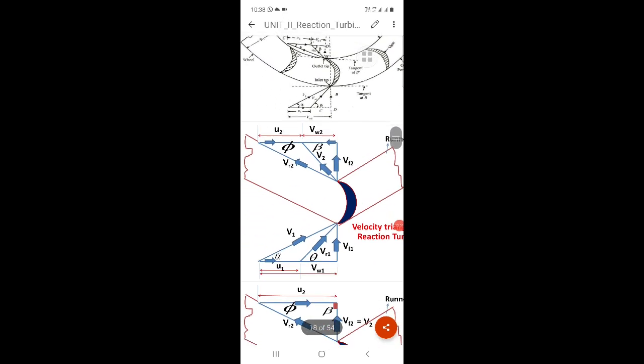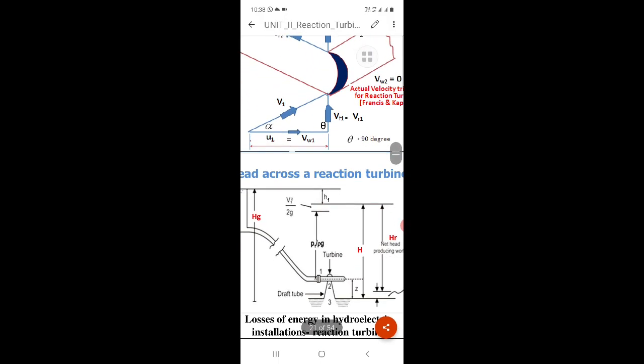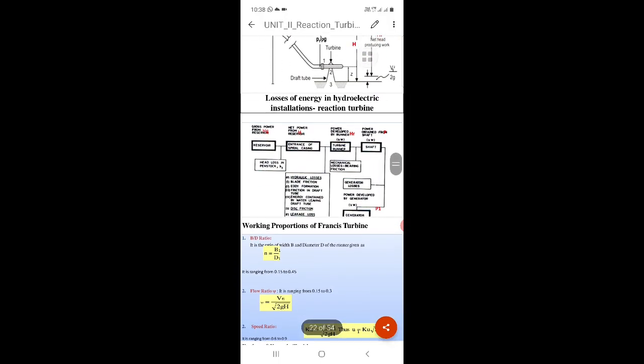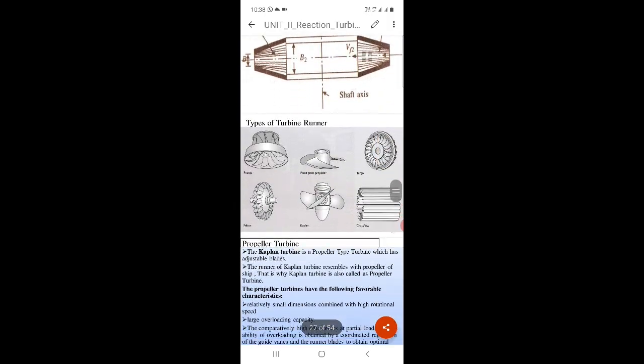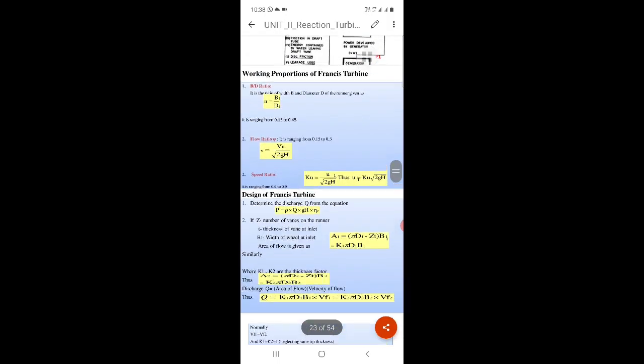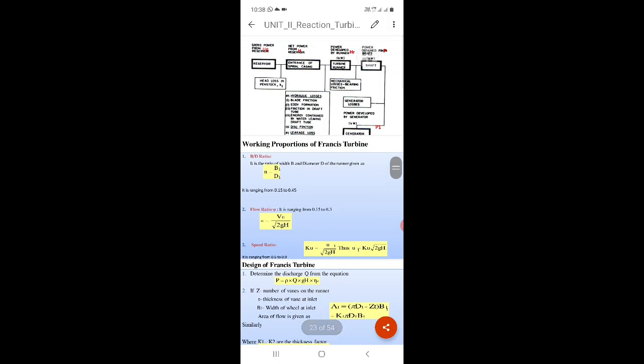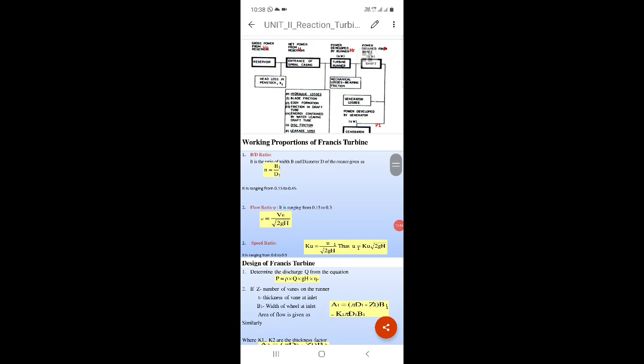Today we will see the Francis turbine. The working proportions of the Francis turbine: the width to diameter ratio, B to D ratio, given by the runner, ranges from 0.15 to 0.45. Next is the flow ratio psi, ranging from 0.15 to 0.3, where psi is equal to Vf upon root 2gH. Speed ratio Ku ranges from 0.6 to 0.9, where Ku is U1 upon root 2gH. So U1 is equal to Ku into root 2gH.